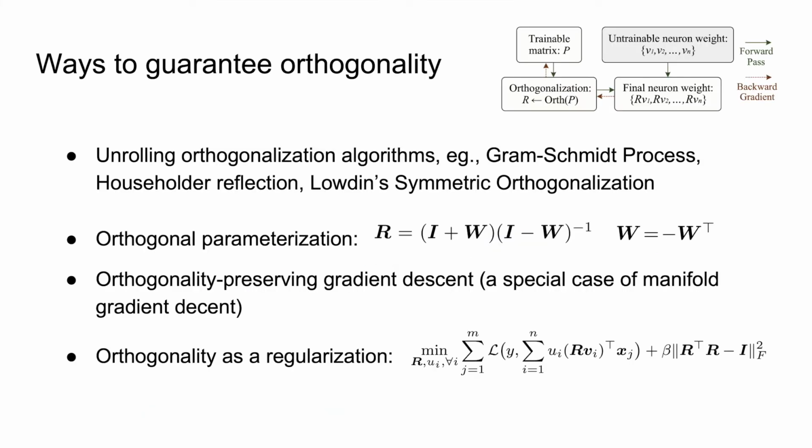We propose 4 ways to guarantee orthogonality of a learnable matrix, including unrolling orthogonalization algorithms, orthogonal parameterization, orthogonality preserving gradient descent, and orthogonal regularizations.